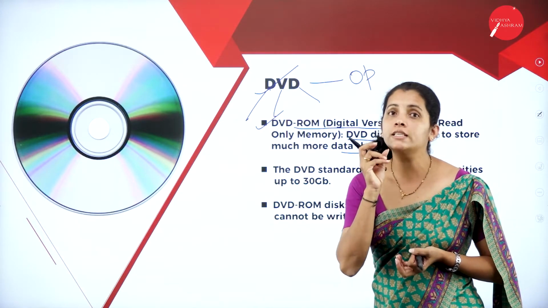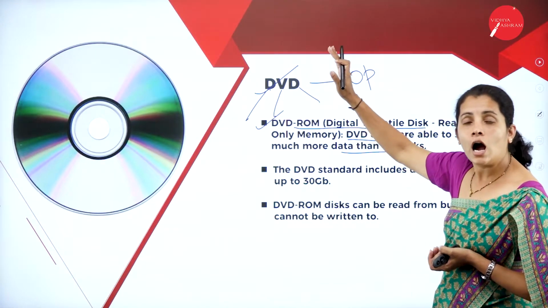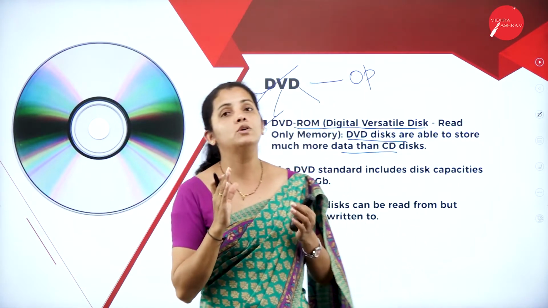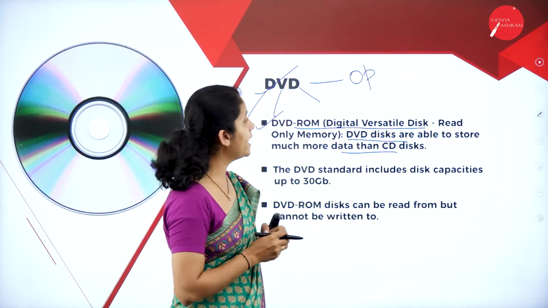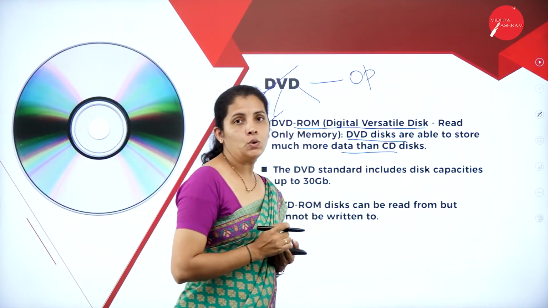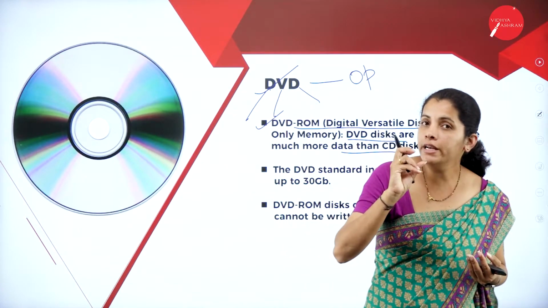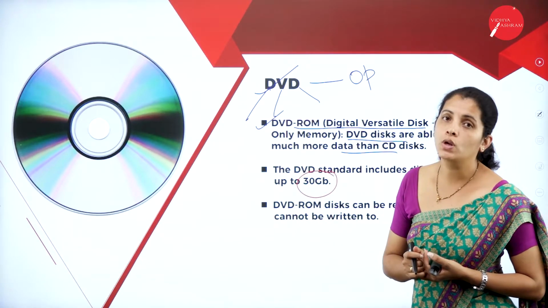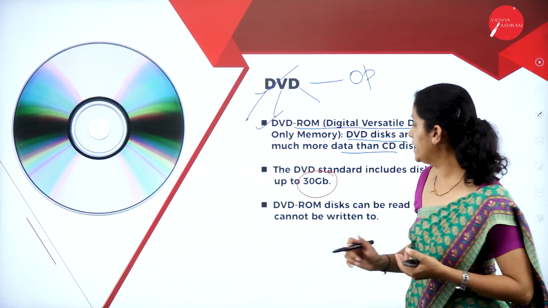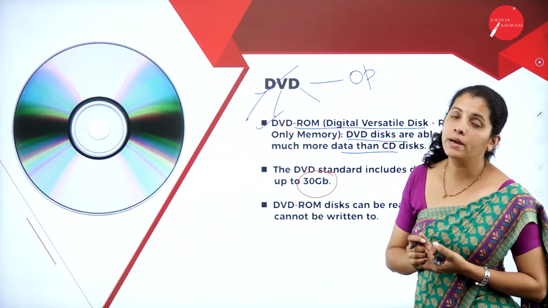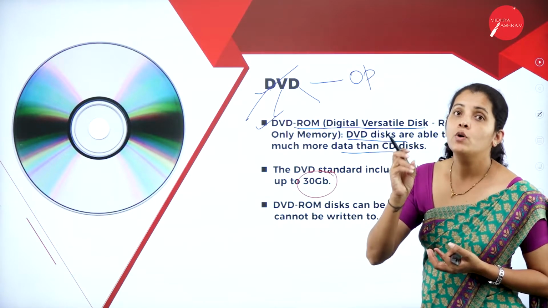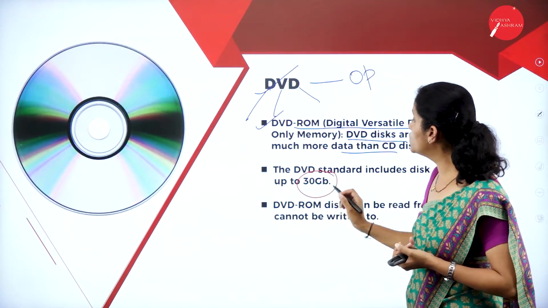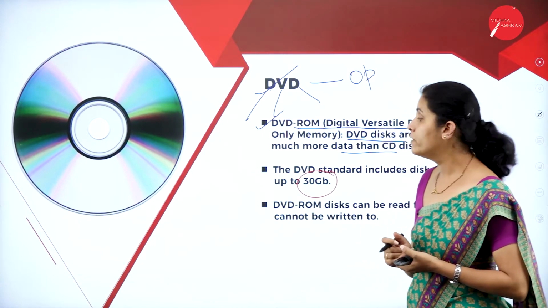That means the storage capacity of DVD is higher than CD. The DVDs are capable of storing a larger amount of data than CD discs. As I told, the storage capacity of DVD is larger. So here the DVDs are capable of storing 30 gigabytes of data, whereas the CDs are capable of storing 685 megabytes of data.